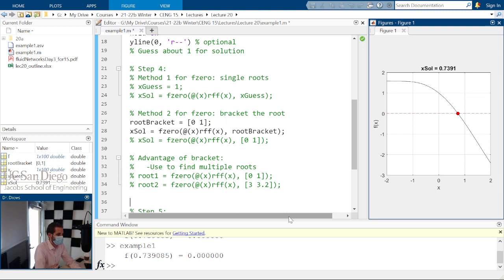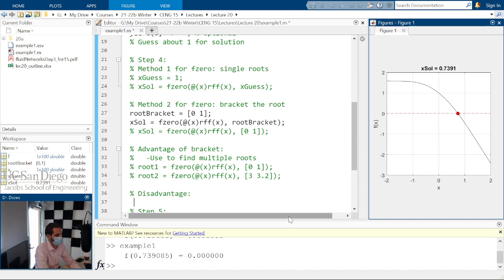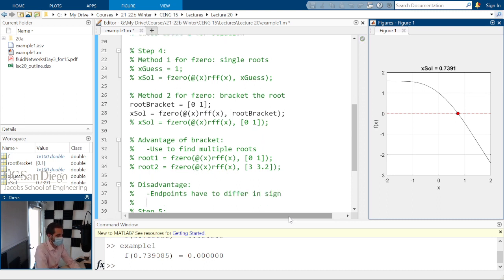A disadvantage of the bracket is that the endpoints have to differ in sign. So when I say, for example, RFF of, what did we do up there? 0 is positive, and RFF of, what did we do the other one? 1 is negative.